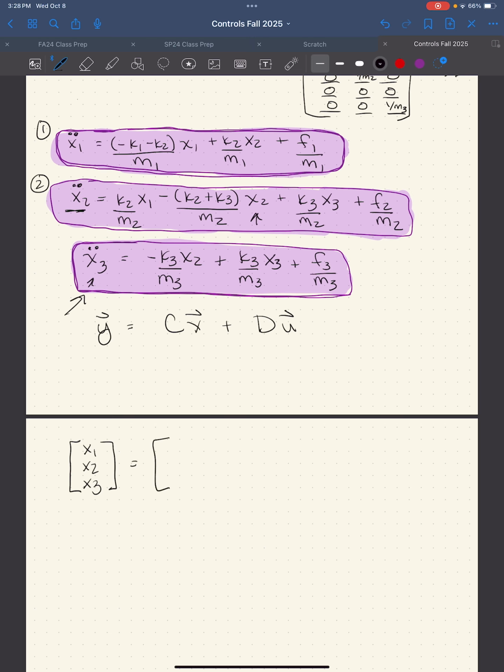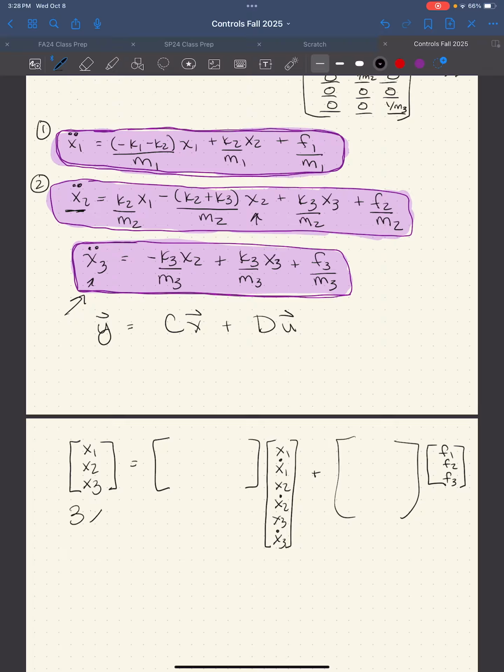Equals some matrix times our state vector, which we know, x1, x1 dot, x2, x2 dot, x3, x3 dot, plus some matrix D, not sure about it yet, times U, which is F1, F2, F3. All right, let's do our linear algebra again. Everything needs to result in a 3 by 1. This is a 6 by 1. This is a 3 by 1.